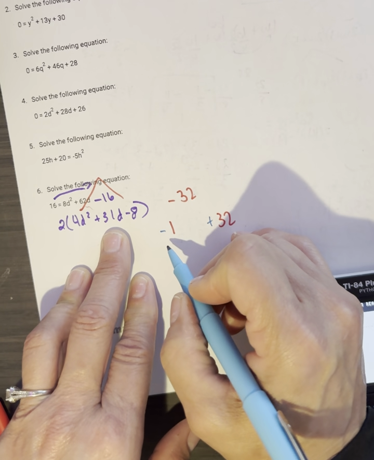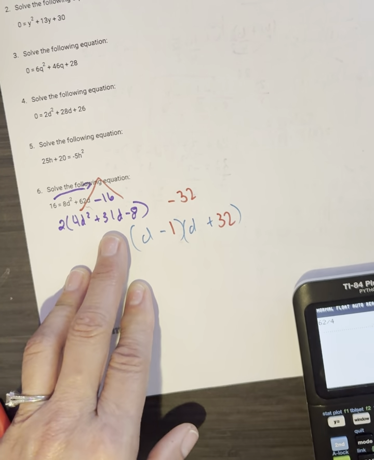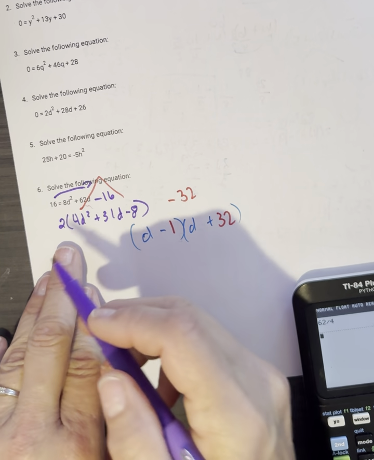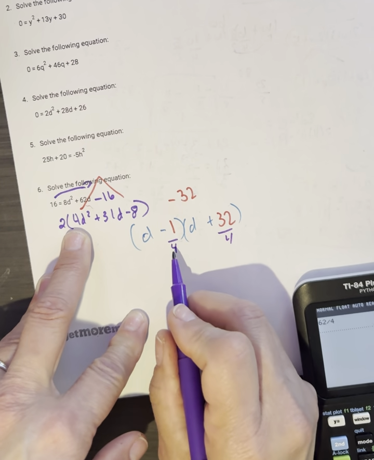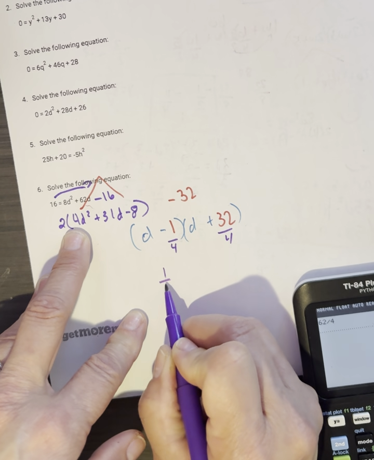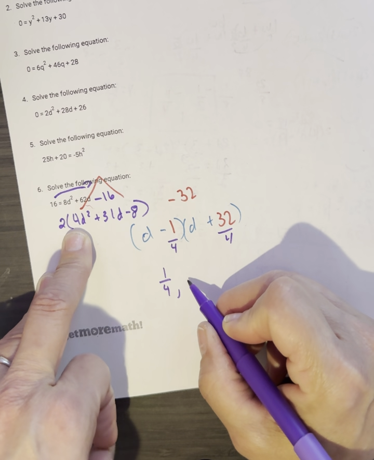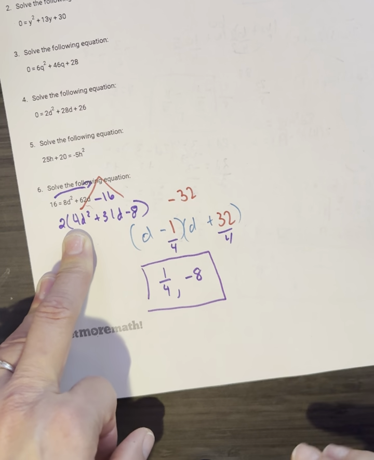And then we have, if we were right in our factors, so what are we going to divide by? 8 or 4? 4. Perfect. Yeah, once you take the 2 out, you're going to divide by 4. So opposite of negative 1/4 is positive 1/4. And 32 divided by 4 is 8. And opposite of positive 8 is negative 8. So that is your solution.